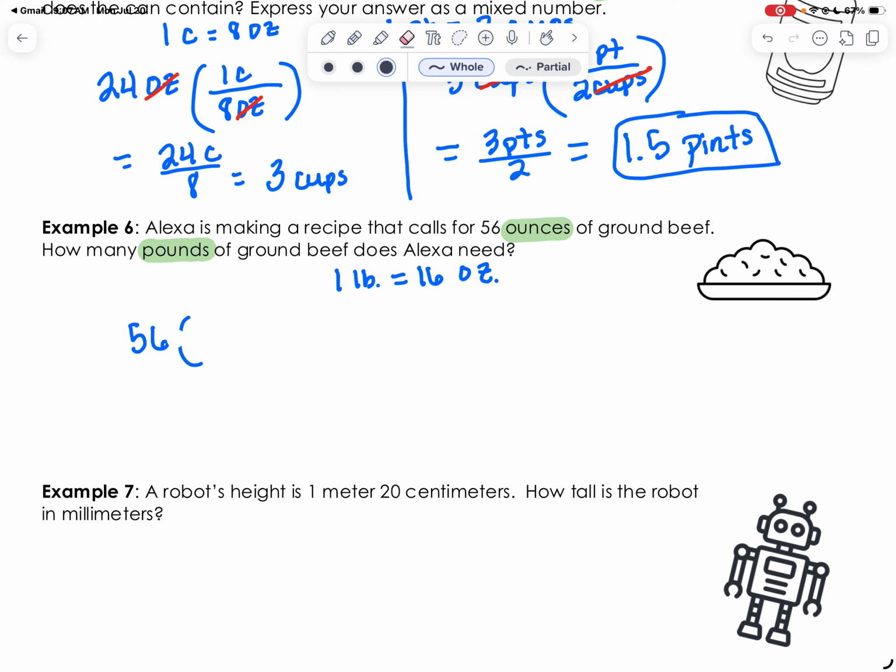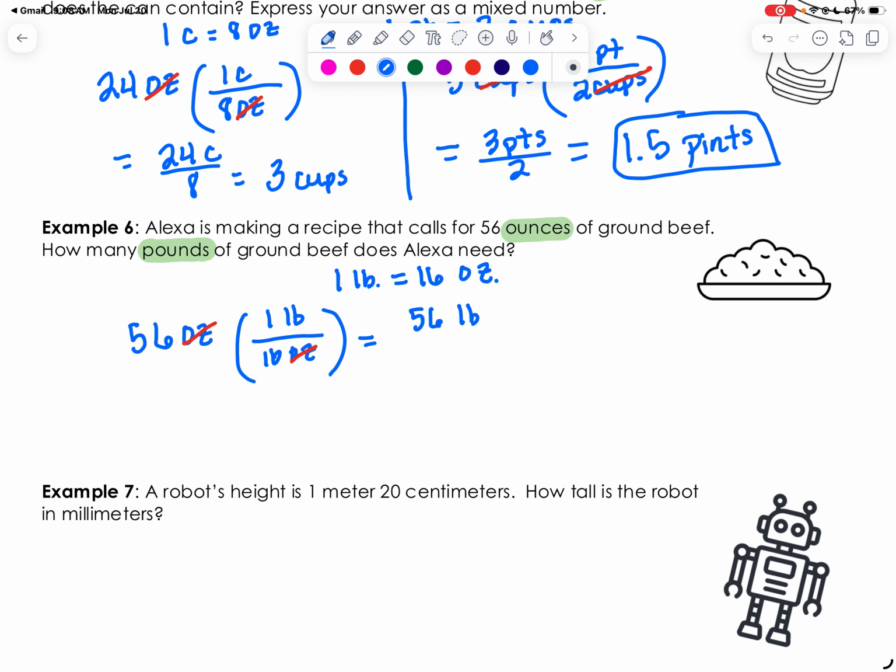Whoops, I forgot to write down the units. The units are so important in these problems. Let's see, 56. I started with 56 ounces. Then I'll multiply by my unit rate. So 1 pound over 16 ounces. All right, I'll cancel the ounces, and I'm left with 56 times 1 is 56 pounds over 16. So I want to see how many times will 16 go into 56.